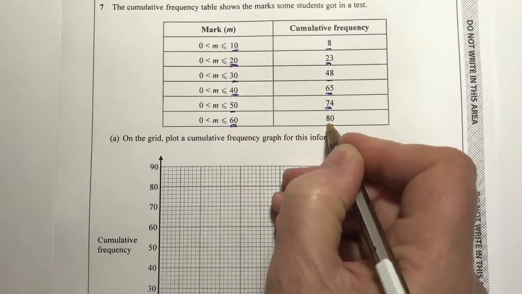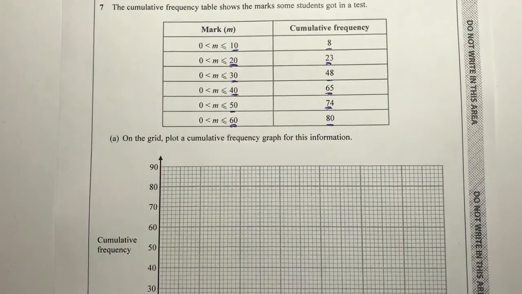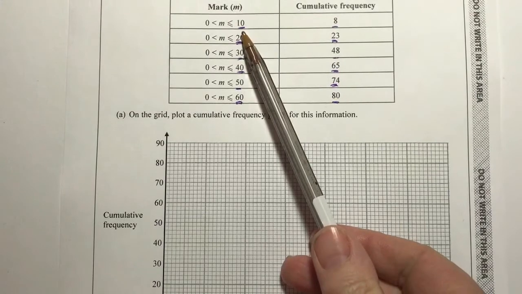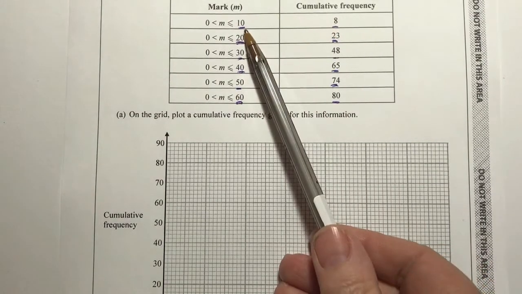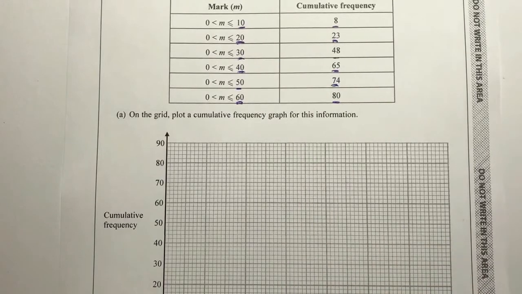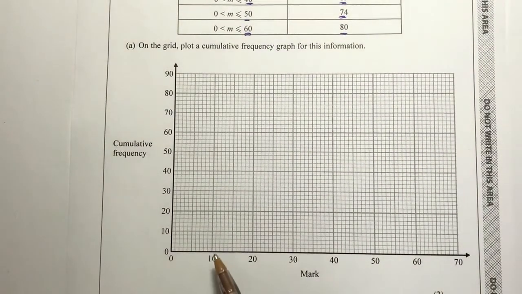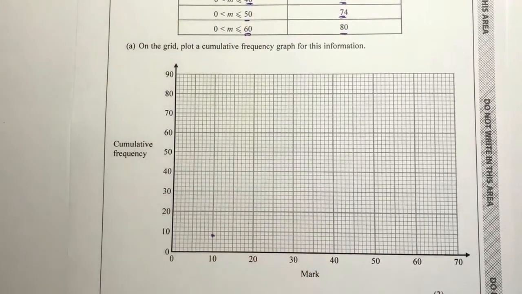Okay, it's the accumulation. So just remember it's the accumulation. So the first thing I'm going to do is plot 10 marks against 8 in the cumulative frequency. Okay, so if I go down to my graph, I've got 10 marks here and it's going to be 8, which is about that point there.